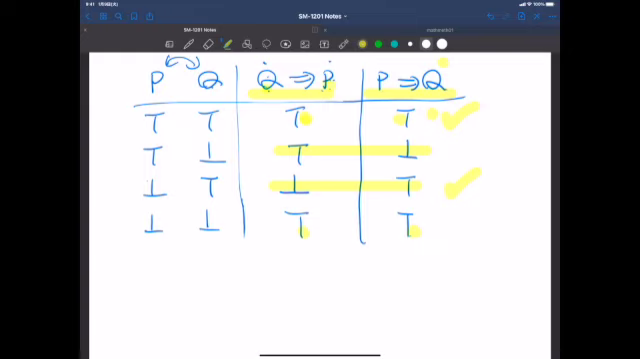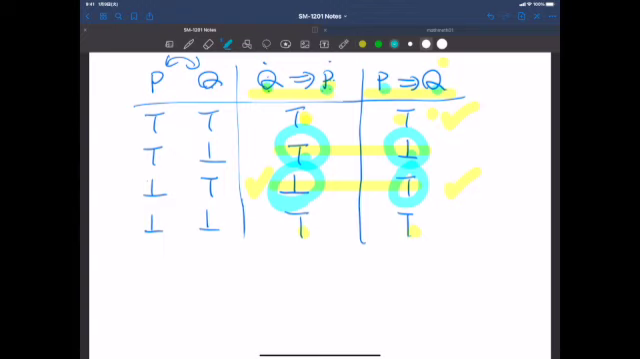So that is, let's see, this case. So this is true, but this is false. And also this is true, but this is false. So P implies Q does not imply, it can be confusing. Even if P implies Q, it does not mean Q implies P. So the converse does not always hold. Okay.